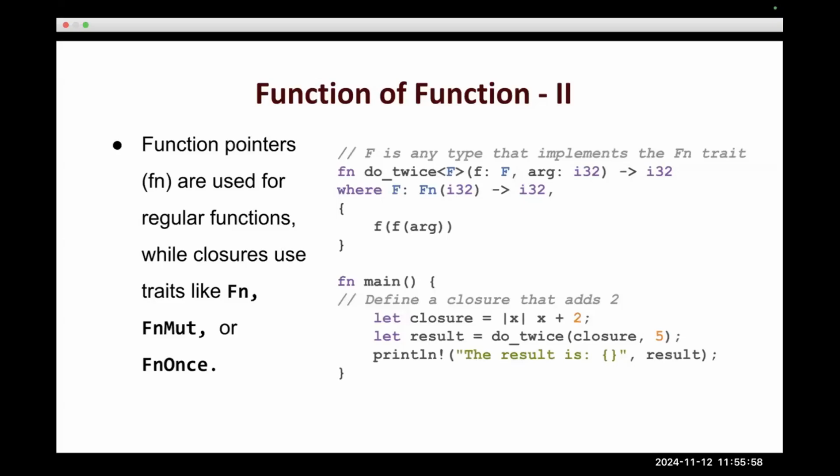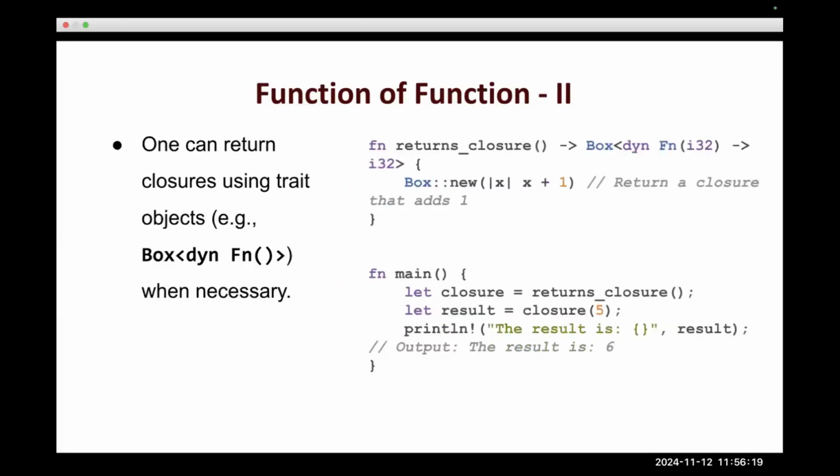And the type of the function pointers is usually Fn, which is a function type, or FnMut, which is a function type mutable, and FnOnce, which is calling this function just once, which limits how many times you can call this particular function. Those are advanced features.